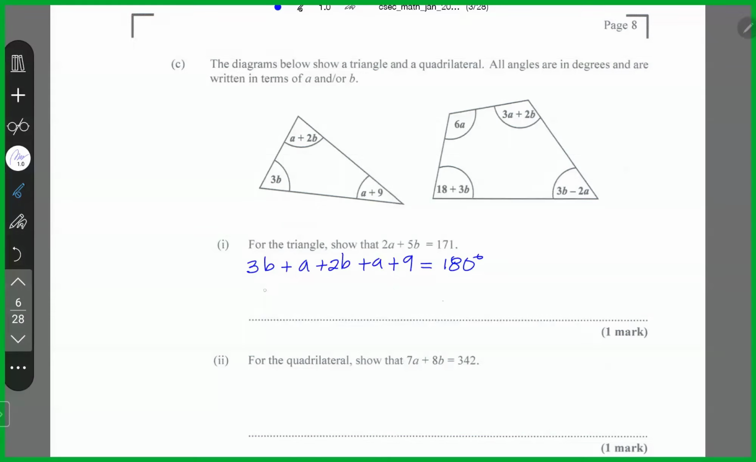We have 3B plus 2B is 5B. A plus A is 2A plus 9 is equal to 180. Then 5B plus 2A is equal to 180 minus 9.